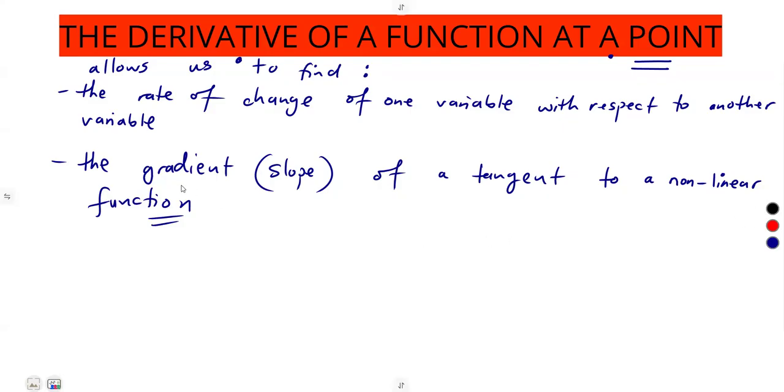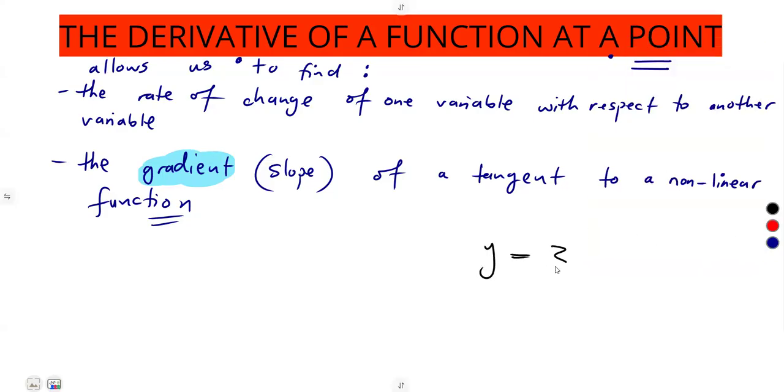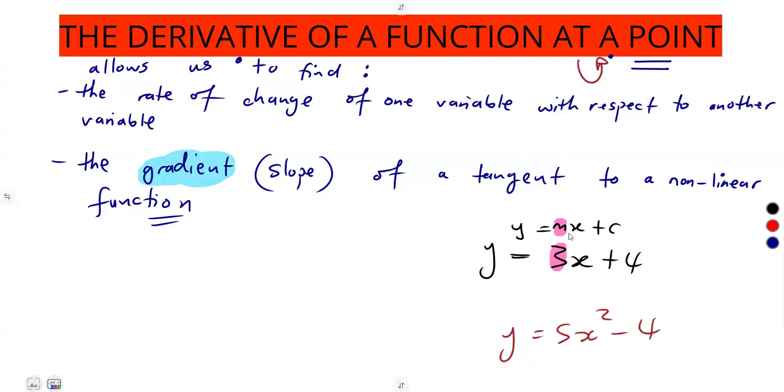Why a non-linear function? Remember, guys, we are talking about gradient. The gradient of a linear function can be determined easily, guys. 3x plus 4, okay, this is our gradient. What? The coefficient of x. y is equal to mx plus c, the coefficient of x, here m, is your gradient. So m is equal to 3. But for a non-linear function, you cannot tell, guys. y is equal to 5x squared minus 4. What is the gradient? And it is not just the gradient of the graph, it is at a certain point.